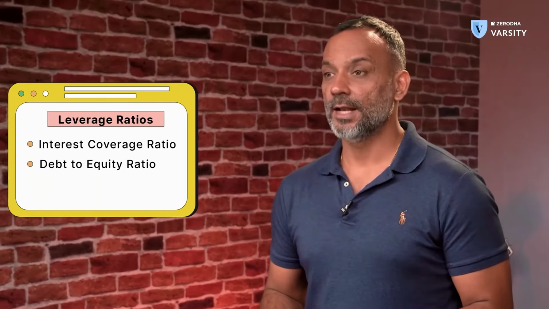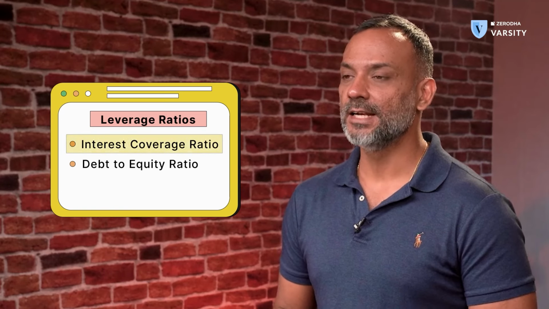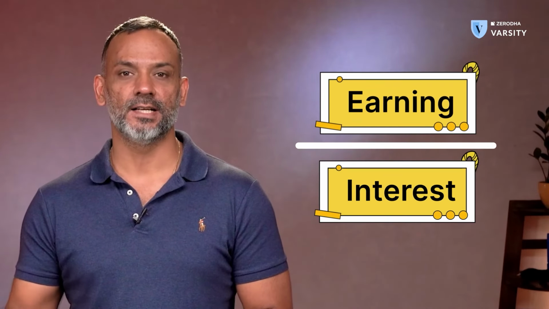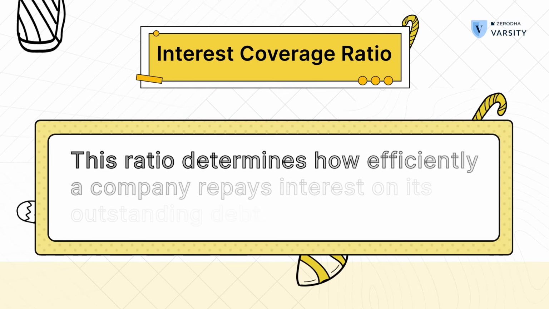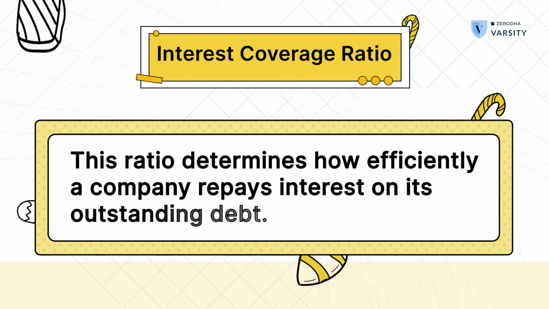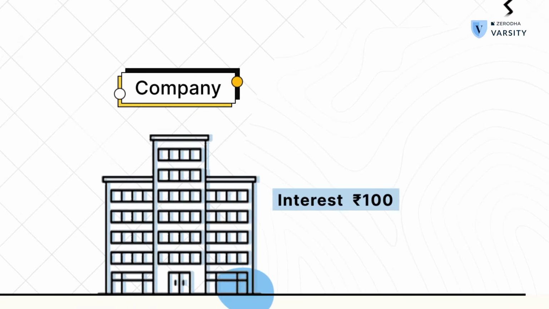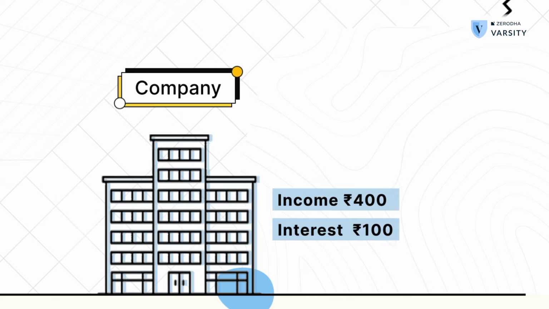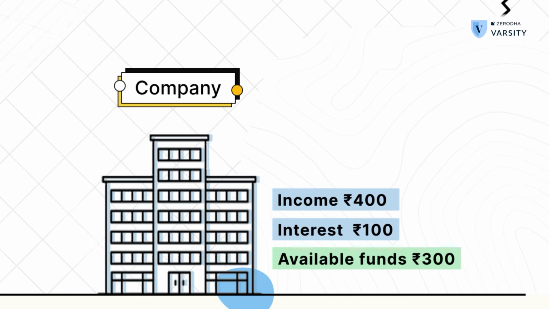We will now focus on the leverage ratio, and the first ratio that we will look at is the interest coverage ratio. The interest coverage ratio helps us understand how much the company is earning with respect to the interest burden it has. It helps us interpret how easily a company can pay its interest payments. For example, if a company has an interest burden of rupees 100 versus an income of 400, then we clearly know that the company has sufficient funds to service its debt.